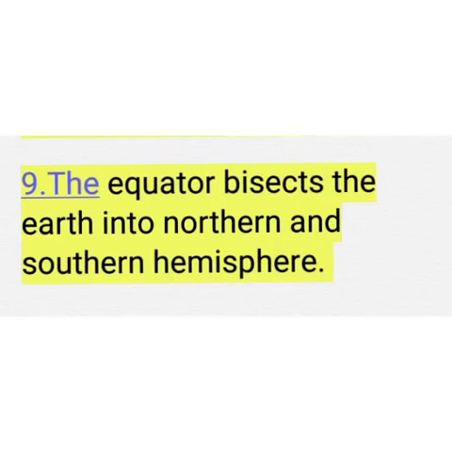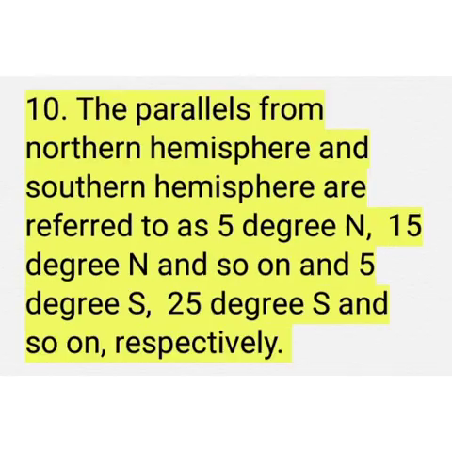The equator bisects the earth into northern and southern hemispheres. Hemisphere means half circle. The parallels in the northern and southern hemispheres are referred to as 5 degree N, 15 degree N, and so on, and 5 degree S, 25 degree S, and so on respectively. Here N means north and S means south.